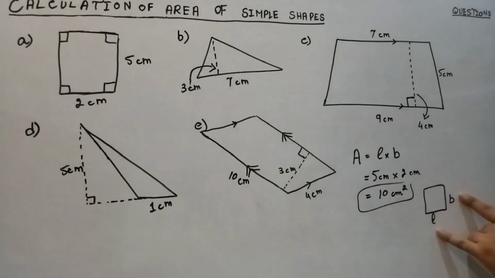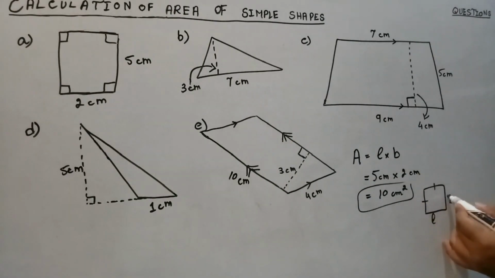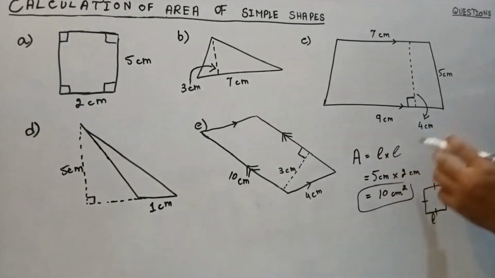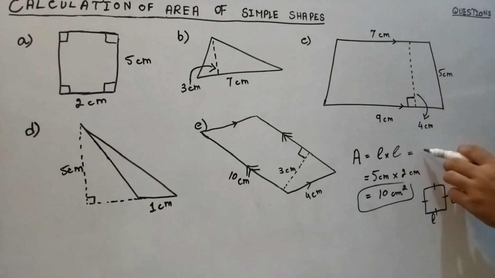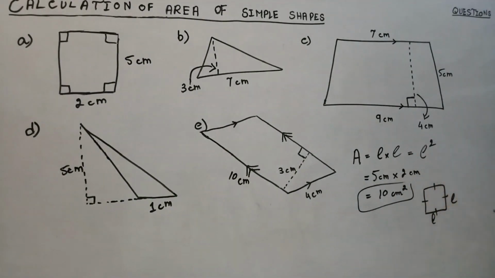here, because both of them are the same, in a square we know that all the sides are the same. I have told you this in the previous videos. In a square all the sides are the same, so here length is equal to breadth, so I can write length instead of breadth. So for a square I can write length multiplied by length, or because the bases are the same, I can write it as a square of length.